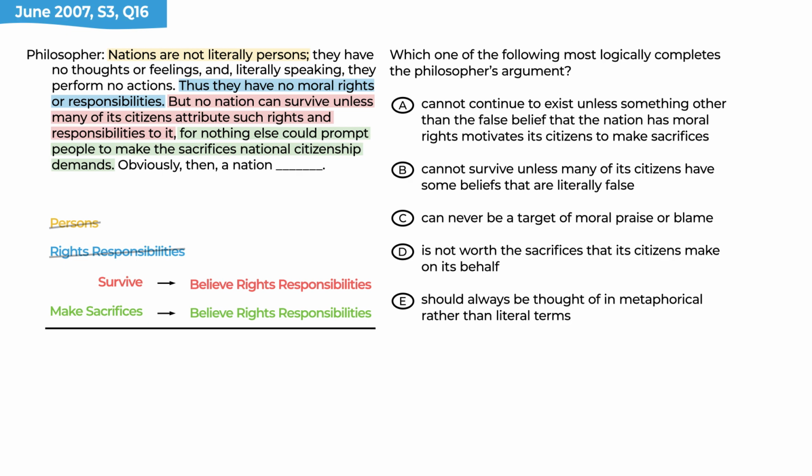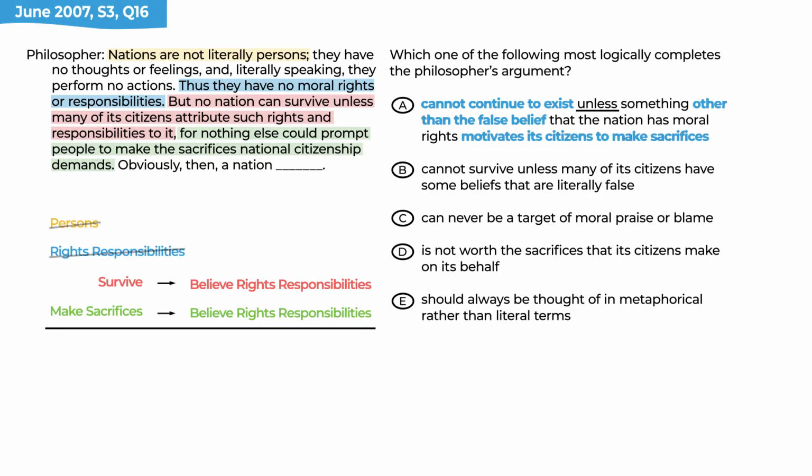Answer choice A says that a nation cannot continue to exist unless something other than the false belief that the nation has moral rights motivates its citizens to make sacrifices. So cannot continue to exist unless. So if it's going to continue to exist, then something other than the false belief that the nation has moral rights motivates its citizens to make sacrifices. Well, we don't necessarily need something else to do it. We just need them to believe that it's true. So if we put this into an if-then relationship, what comes after unless goes on the right side of the arrow. What comes before unless goes on the left side and gets negated.